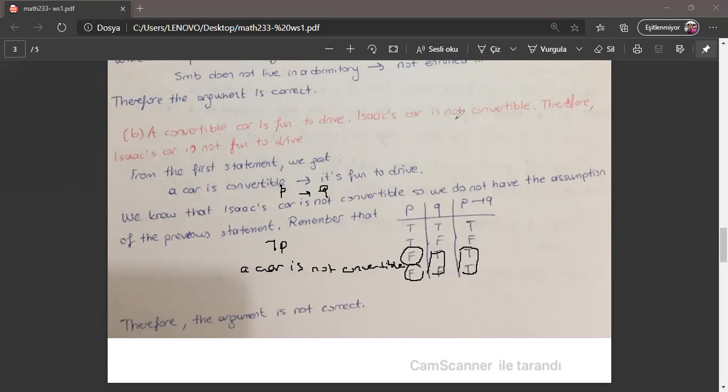If Isaac's car was convertible, then we know that it's fun to drive. But if it's not, as in here, we're not able to say anything. So this is incorrect. Thus the argument is not correct.